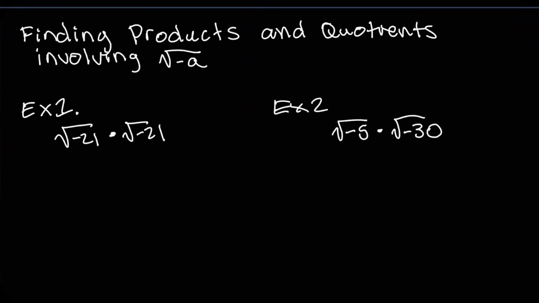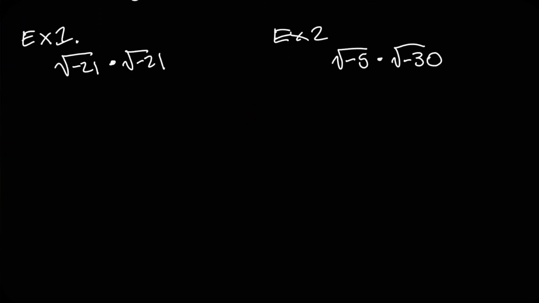All right, so let's look at finding products and quotients involving the square root of -a. So we have the square root of -21 times the square root of -21. Let's break this down, similar to the examples we just saw. So we already know, breaking this down, we have the square root of -1 times 21. So let's further reduce this: i and the square root of 21, times i and then the square root of 21.